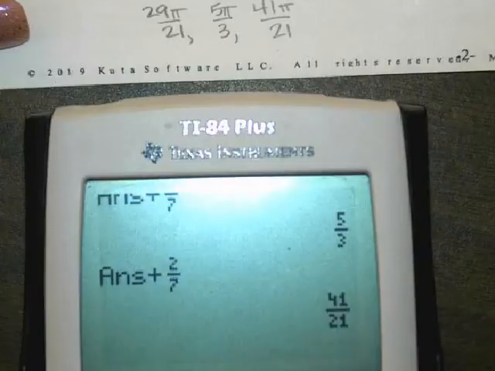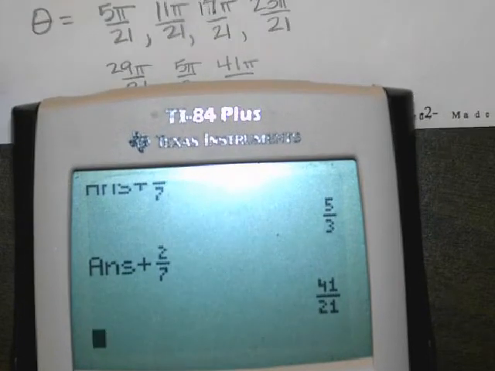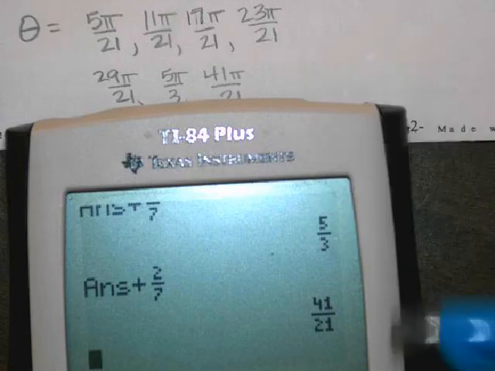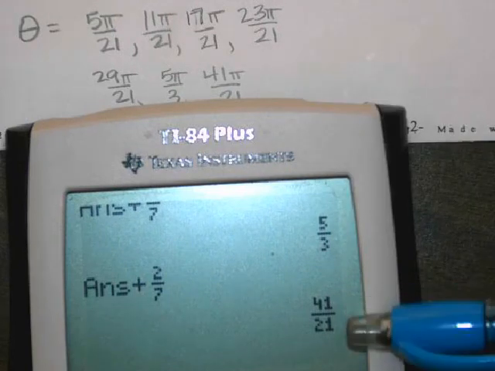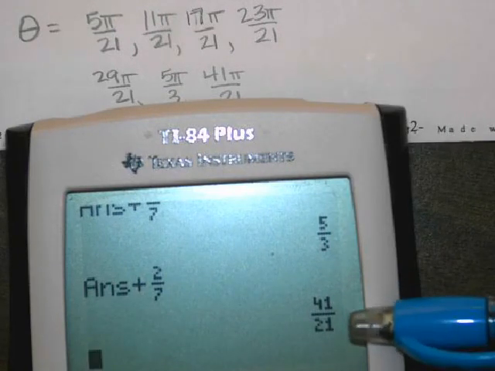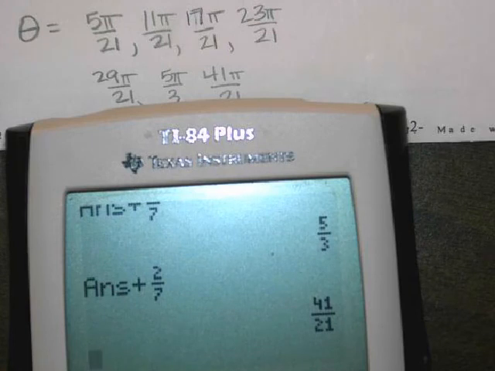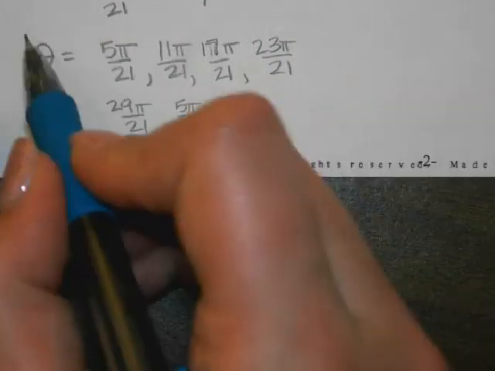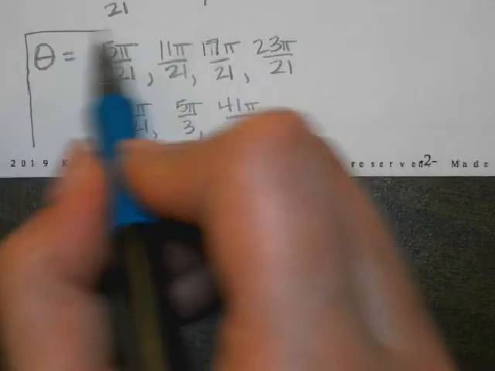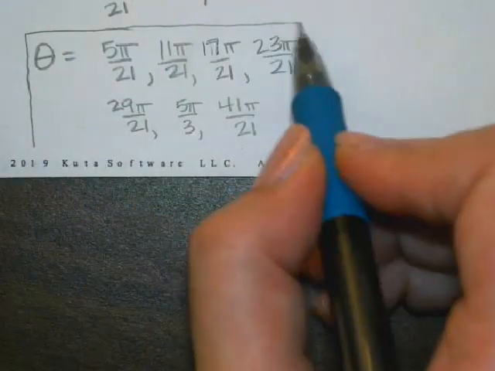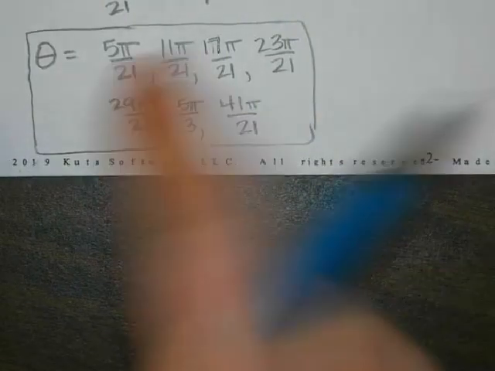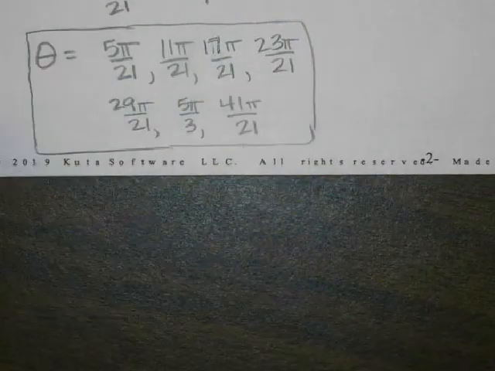All right, so the last answer I got was 41 over 21. Should I keep going? No. First of all, because I have 7 answers already, but second of all, because 2 pi would have been 42 over 21. So I know if I add 2 sevenths again, it's going to be 2 pi. Okay, so 7 answers, there they are. If I had only gotten 6 answers, what would I need to do? I would have gone back to the 5 over 21 and I would have subtracted 2 sevenths.